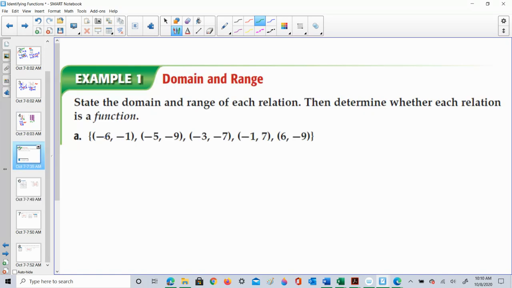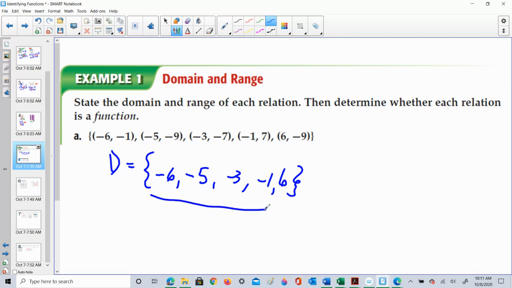State the domain and range of each relation, then determine whether it is a function. I like my blue. So what's our domain here? Domain is equal to which set? -6, -5, -3, -1, 6. As soon as I see that, nothing repeated. None of these numbers repeated. So I know I have a function.